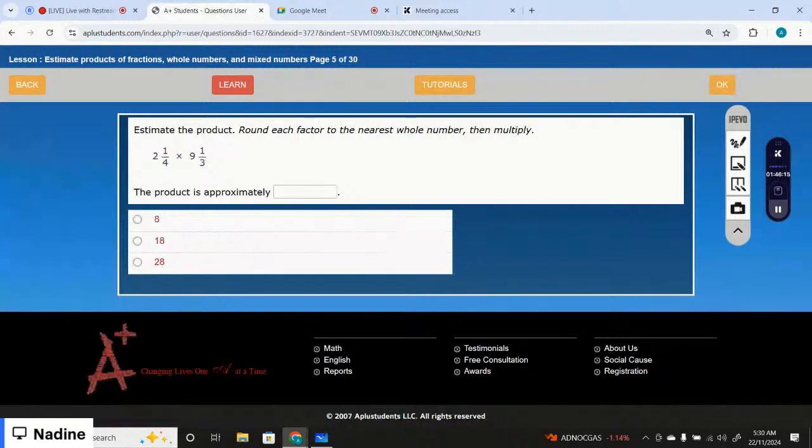2 whole 1 by 4 times 9 whole 1 by 3. So which is the correct option? Option number 2 is the correct option.